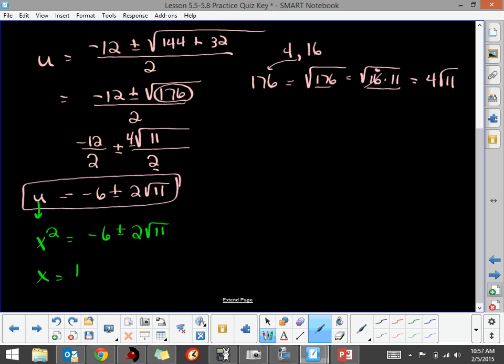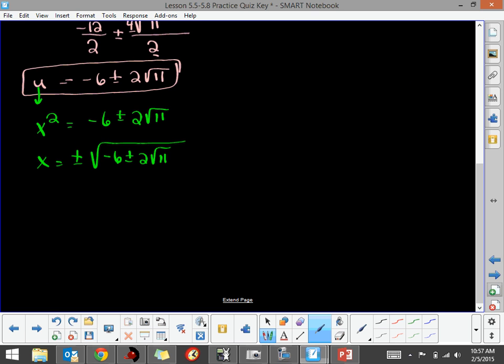So x is plus or minus the square root of negative 6 plus or minus 2 times the square root of 11. Now this is quite a bit messier than we normally have had. I didn't intend for it to be this messy, but it did just get there, so we just will deal with this.